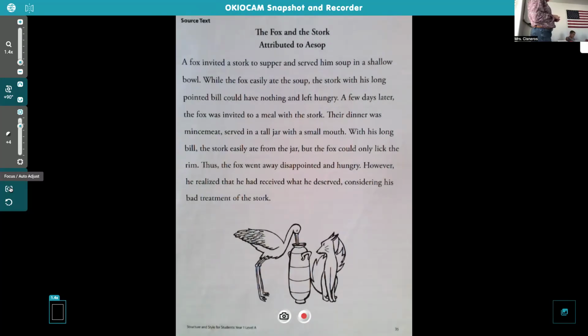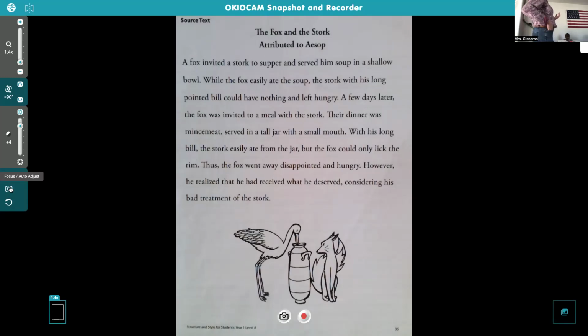Fox and the Stork. The fox invited the stork to supper and served him soup in a shallow bowl. While the fox easily ate the soup, the stork with his long, pointed beak could have nothing and left hungry. A few days later, the fox was invited to a meal with the stork. Their dinner was mincemeat served in a tall jar with a small mouth. With his long bill, the stork easily ate from the jar, but the fox would only lick the lid. Thus the fox went away disappointed and hungry. However, he realized that he had received what he deserved, considering his bad treatment of the stork.